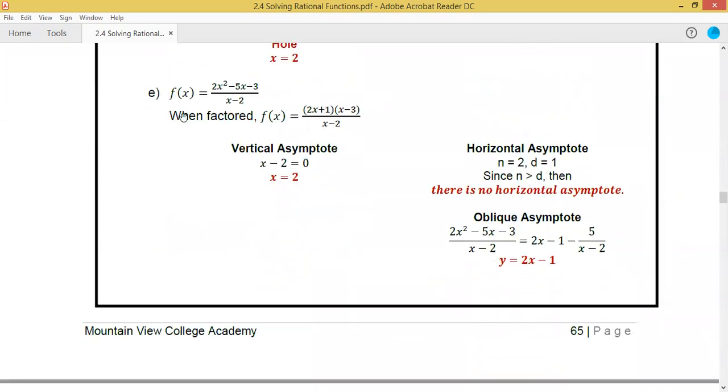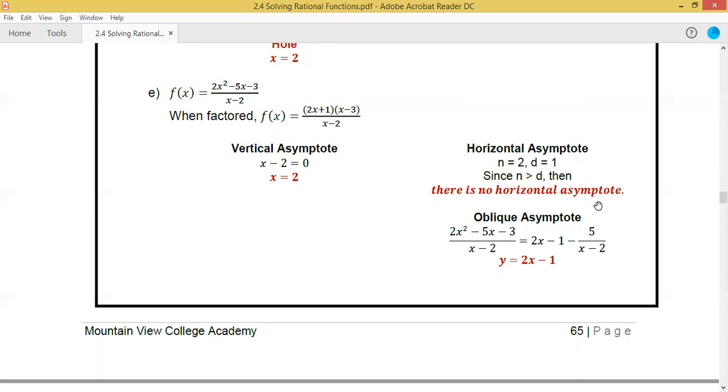Let's consider example E. For the vertical asymptote, we equate our denominator to 0. So x minus 2 equals 0. Do transposition to the other side, it will become x equals 2. For the horizontal asymptote, the numerator's degree is 2. The denominator's degree is 1. Since the numerator's degree is greater than the denominator's, then there is no horizontal asymptote.